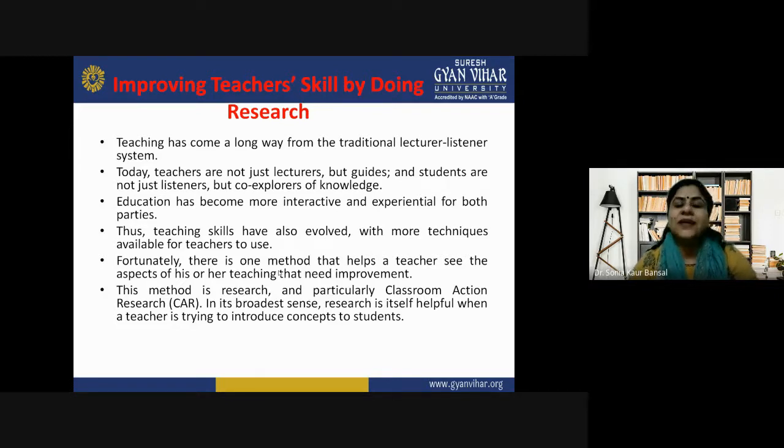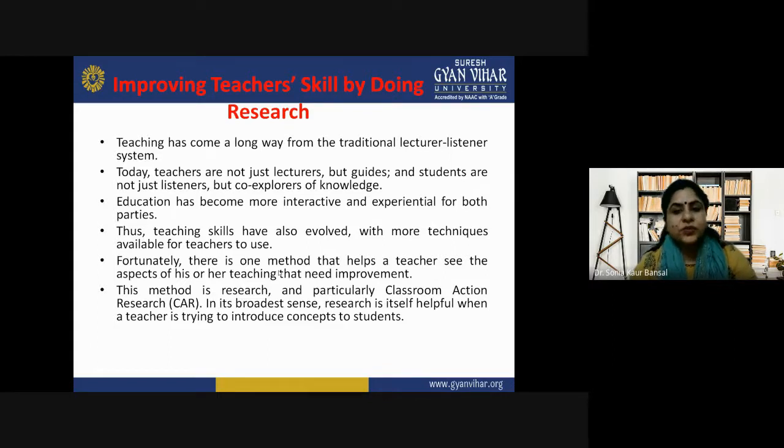But now the teaching profession has come a long way from the traditional system, and today the teachers are not just lecturers, but they are guides, and the students are not just listeners but co-explorers of knowledge. It is not like the students are not doing anything. It is not like they are sitting in passive mode. The scenario has changed, students. Nowadays you also work very hard as a student. I will not deny that, and teachers also work very hard. So education has become more interactive and experiential for both parties. Thus teaching skills have also evolved, with more techniques available for teachers to use.